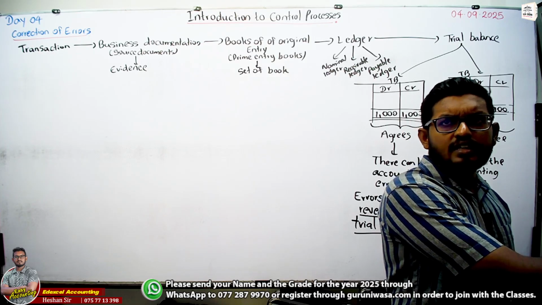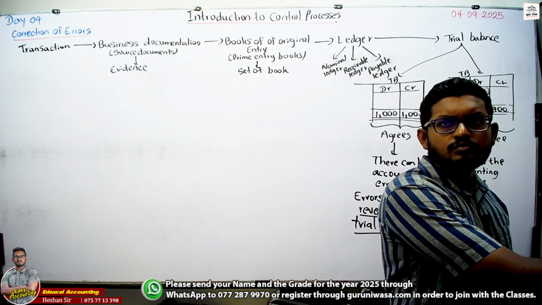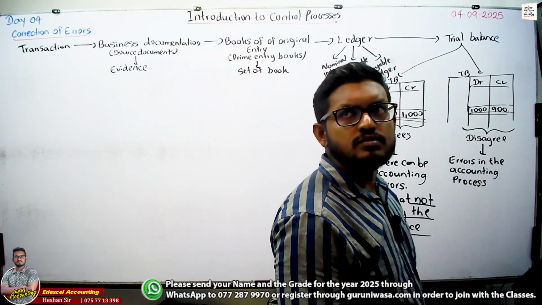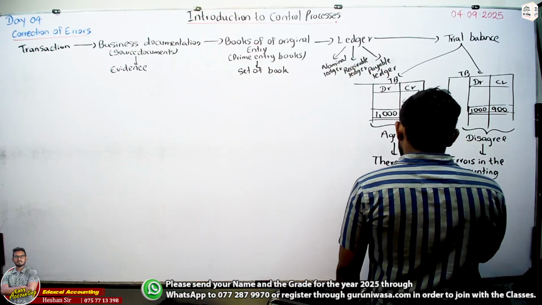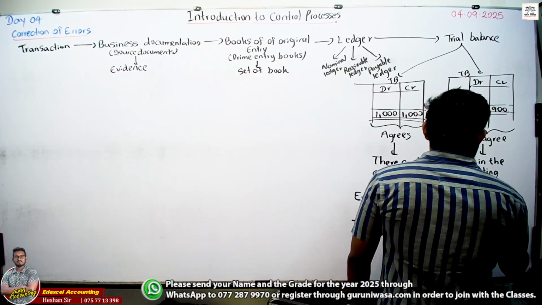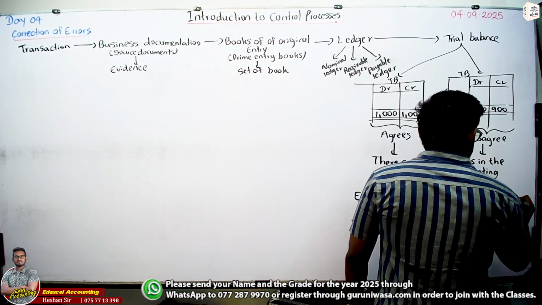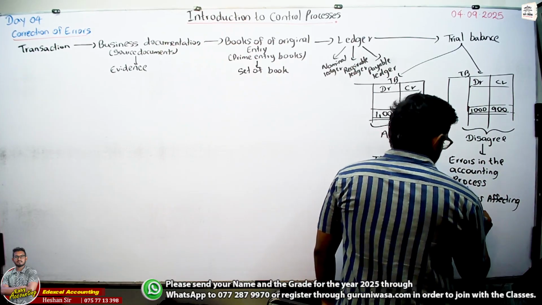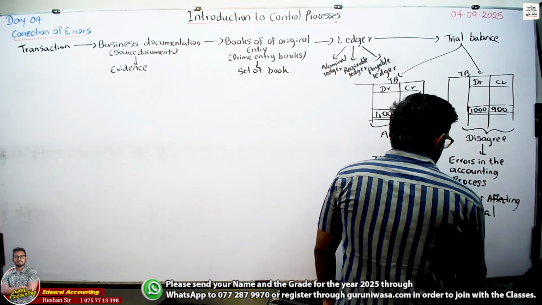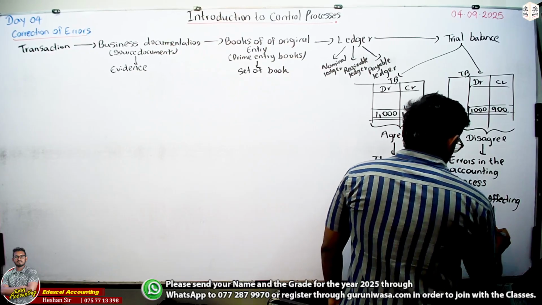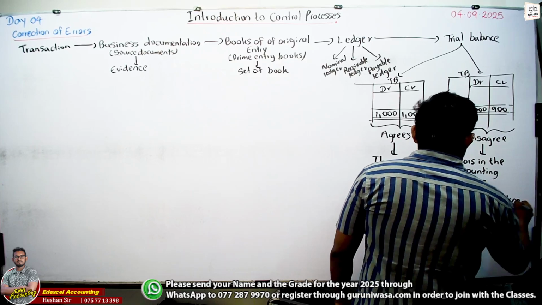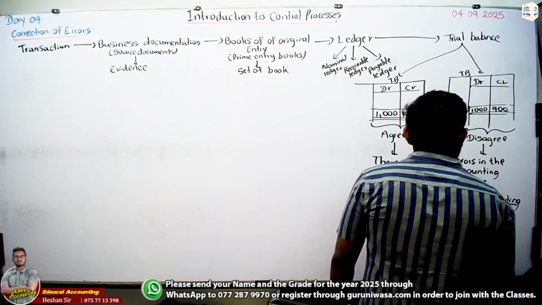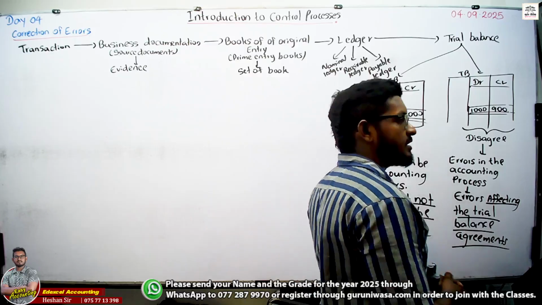And there is another category we call errors affecting the trial balance agreement. Affecting the trial balance agreement means the trial balance is not agreeing because of this.